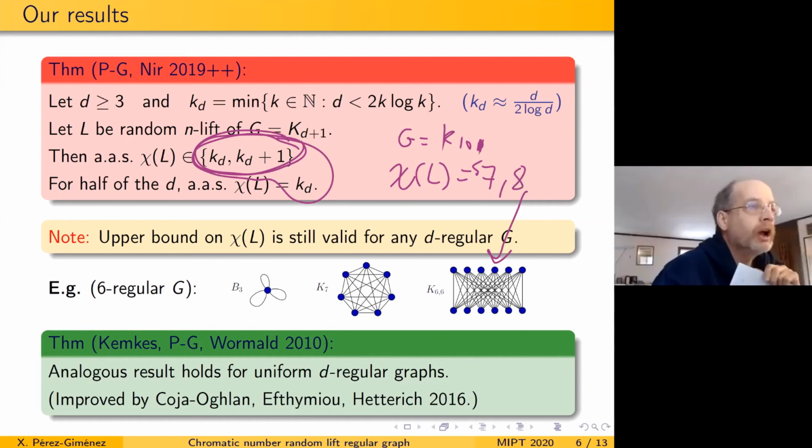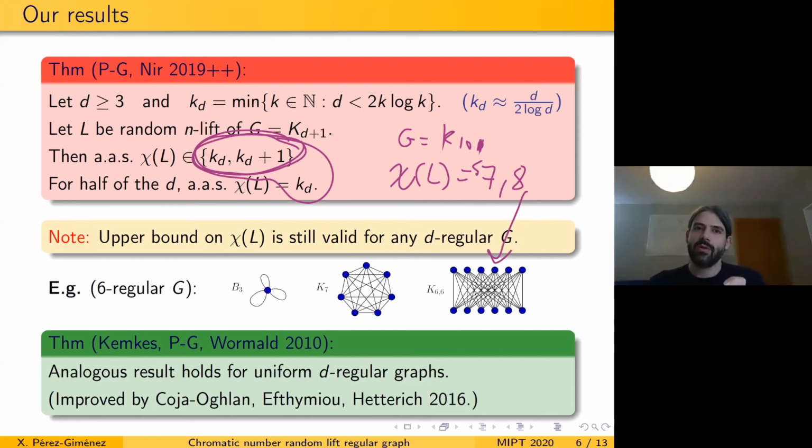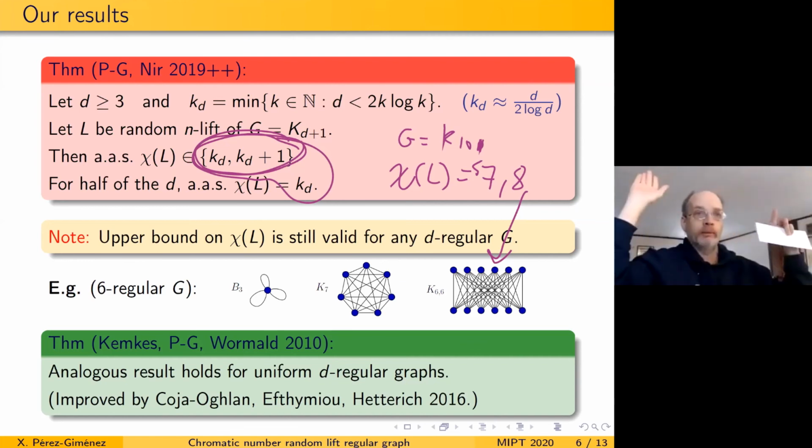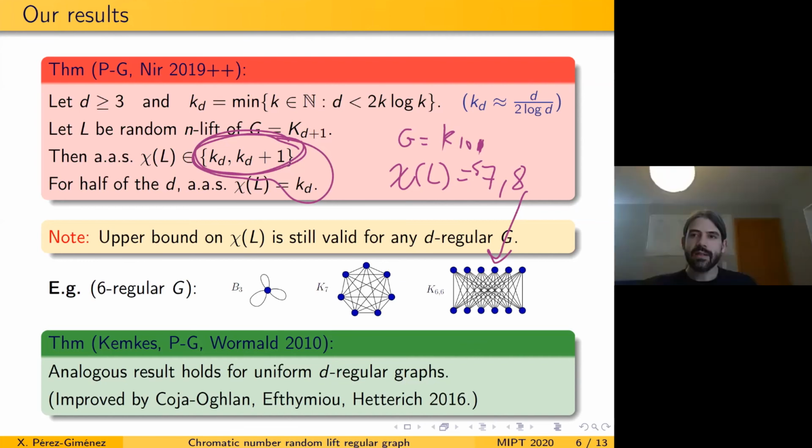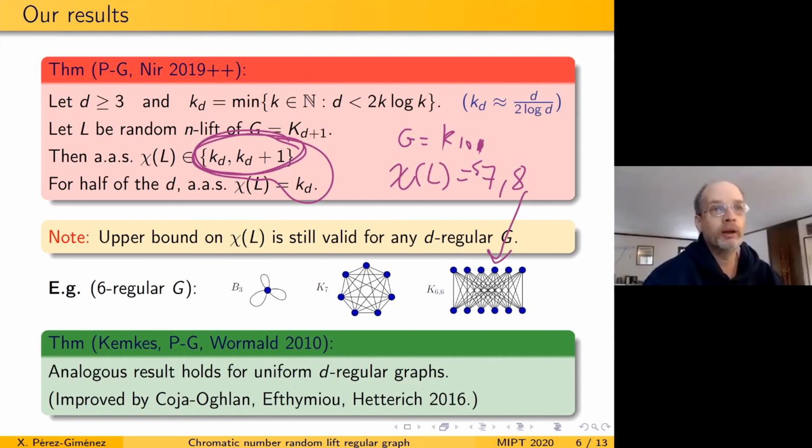Sorry, when I was writing down my notes, I had thought maybe you didn't even have a range of values for half of the Ds. No, you always have these two values. The third line says those two values work all the time. Yeah, they work all the time.